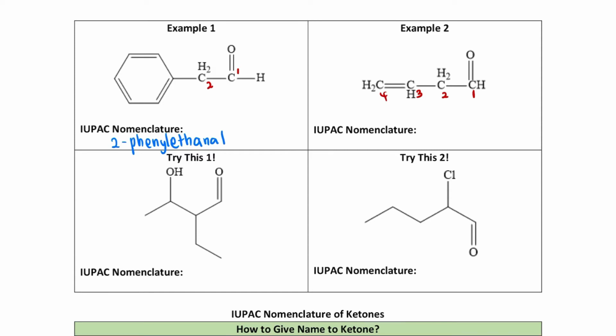It is a bit strange, right? So butenal. And then we need to state where the carbon-carbon double bond is. It is between carbon 3 and 4, but we take the lower number as before. So the name for this structure is actually 3-butenal. It is not 3-butanal because it has a carbon-carbon double bond. Alright, so that is example 2. Now try these two on your own, and we will discuss later.